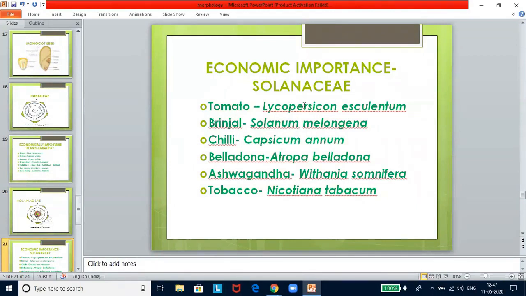Tomato, Lycopersicon esculentum; brinjal, Solanum melongena; chili, Capsicum annuum; belladonna, which is medicinal, Atropa belladonna; ashwagandha, which is also medicinal, Withania somnifera; tobacco, Nicotiana tabacum. Please make a note of this. I give you 2 minutes.